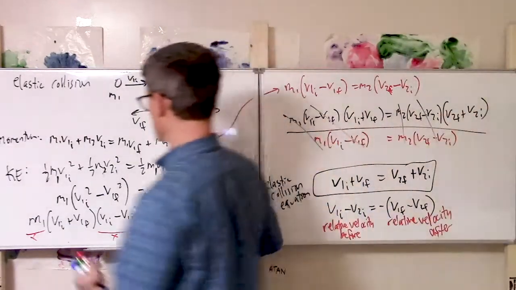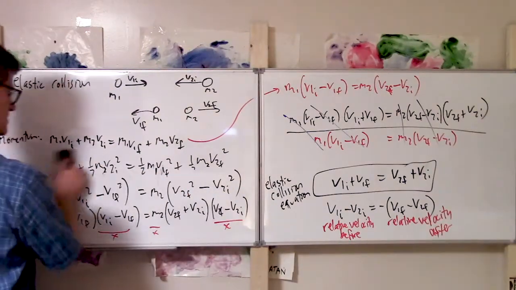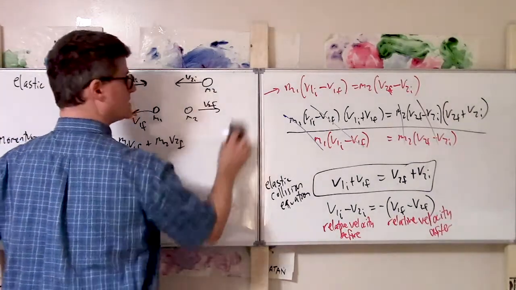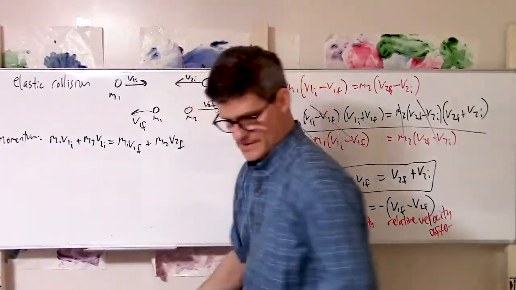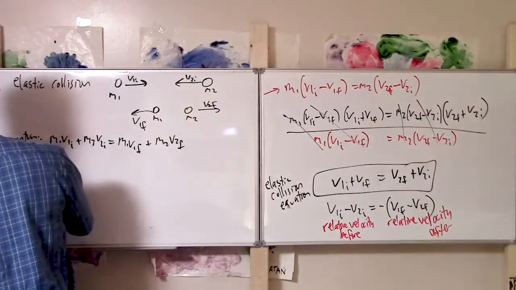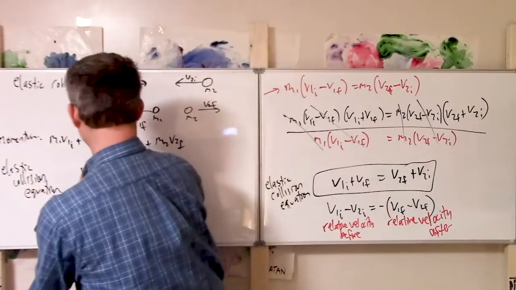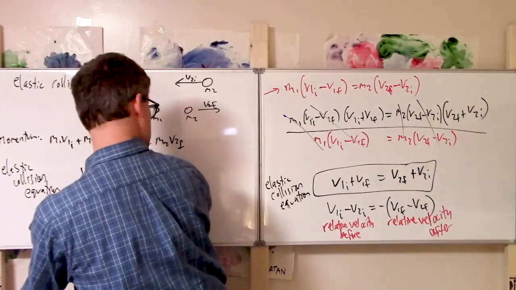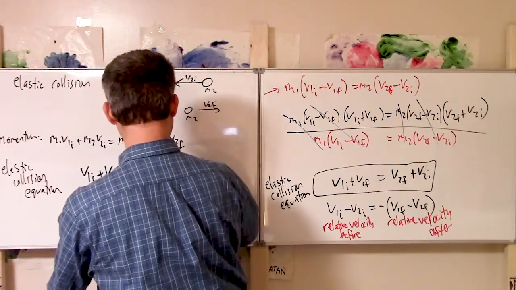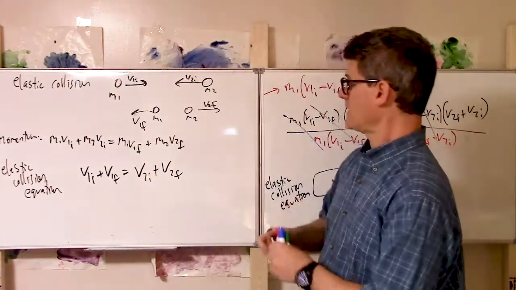So let me summarize here. After everything we've done, we've derived an equation that can be combined with momentum to solve elastic collisions. V1 initial plus V1 final equals, I'm going to write it as, V2 initial plus V2 final. I think that's how it is in the equation sheet. Okay, so that's all you need to know.